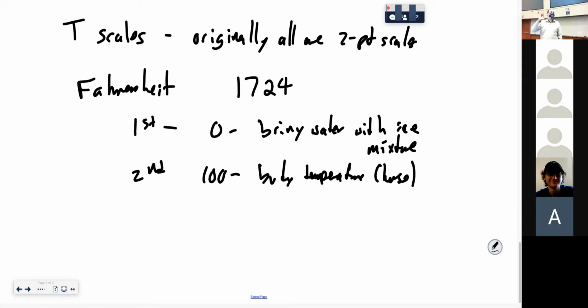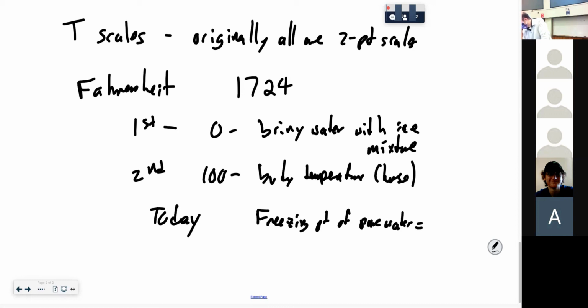Today, it's not defined by that, because you'd have to specify exactly how briny it was, and you'd have to specify which horse you're talking about, whose body temperature is exactly that. It's not a very convenient way to set your temperature scales. It was convenient in the 1700s. It's not really convenient anymore. So today it's still a 2-point scale, but as you pointed out, Bailey, today it's the freezing point of non-briny water, of pure water, equals 32.